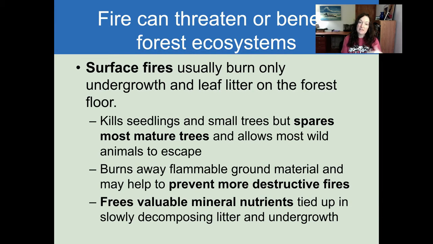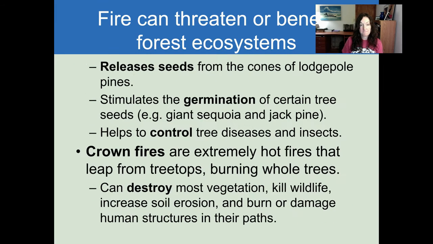It also frees up valuable mineral nutrients that are tied up in the leaf litter and into that undergrowth, while also releasing seeds for some species of trees. So some species of trees, as they're burning in the fire even and dying, they're releasing the seeds for their next generation. So they're creating their offspring as they are in the process of dying in fires. So fires are a very natural part of ecosystems, and these surface fires are generally not going to cause the level of destruction that we are seeing in our current mega fires out west.